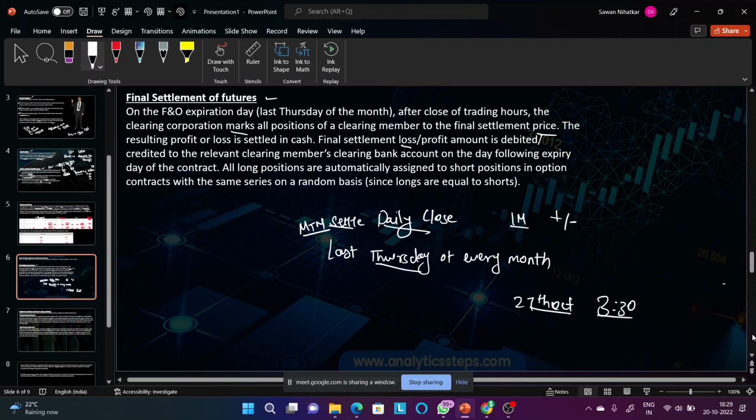होगा. What do you mean by cash settlement? कि क्लियरिंग कॉर्पोरेशन जो भी कैश ऑब्लिगेशंस है या जो जितना भी पेएबल रिसीवेबल है वो उस पर्टिकुलर क्लियरिंग मेंबर के अकाउंट में that much amount will be deposited following the expiry date. So this is just the meaning of that.